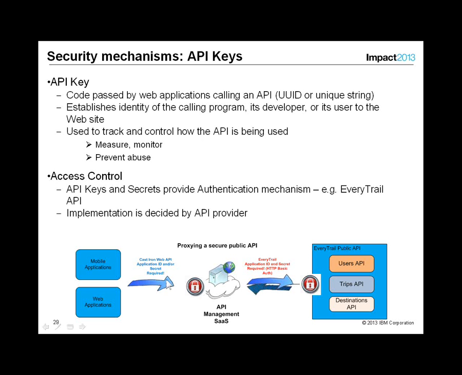I gave a simple example of how APIs are protected. If you see, EveryTrail API, I showed you the user's API, some trips information, right? And it was basically when you saw the login ID and the password dialog. That's basically how EveryTrail protected the information that it had. It required the person to be a registered user on EveryTrail API, and then use the app ID and secret that was provided to you when you logged in.